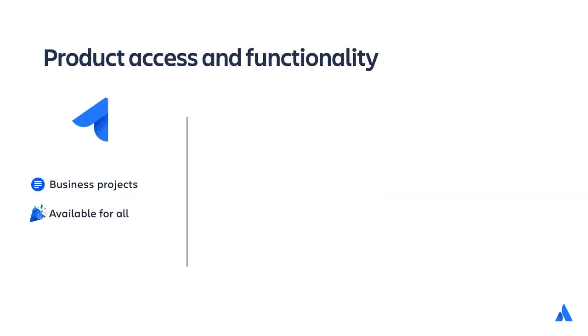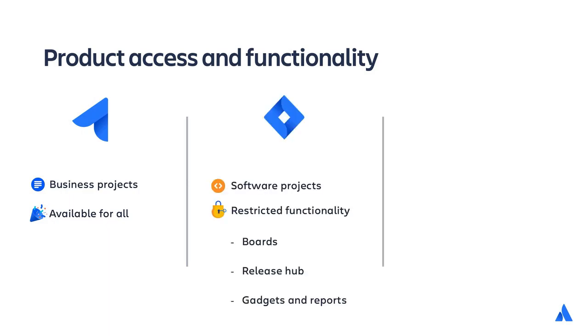Users with access to Jira Work Management can only access the functionality available in business projects. Remember that users with access to Jira Software or Jira Service Management will also have access to Jira Work Management. Users with access to Jira Software will be able to access all functionality available to software projects, like access to Agile boards, the Release Hub, and Agile gadgets and reports.